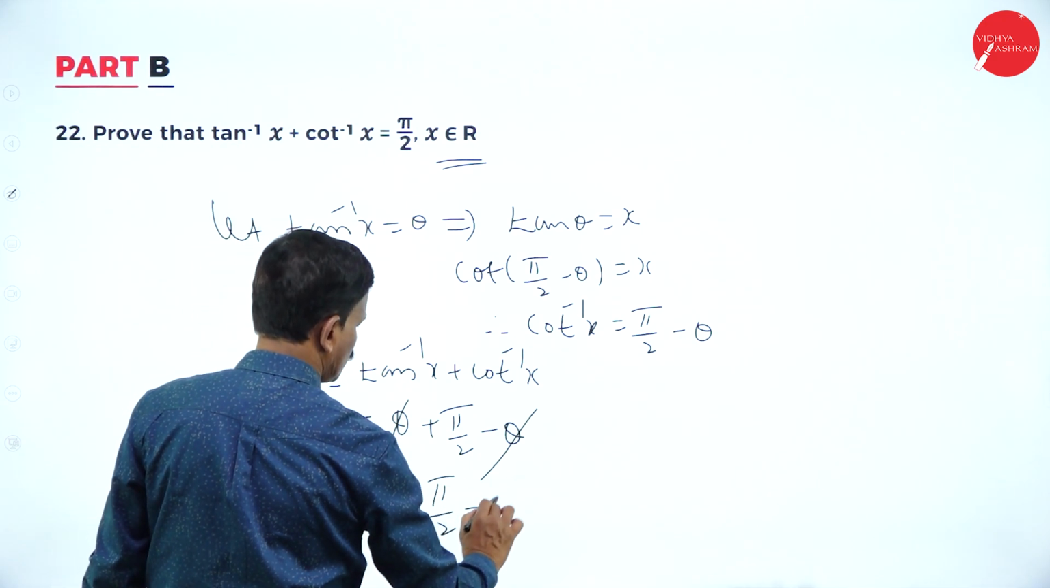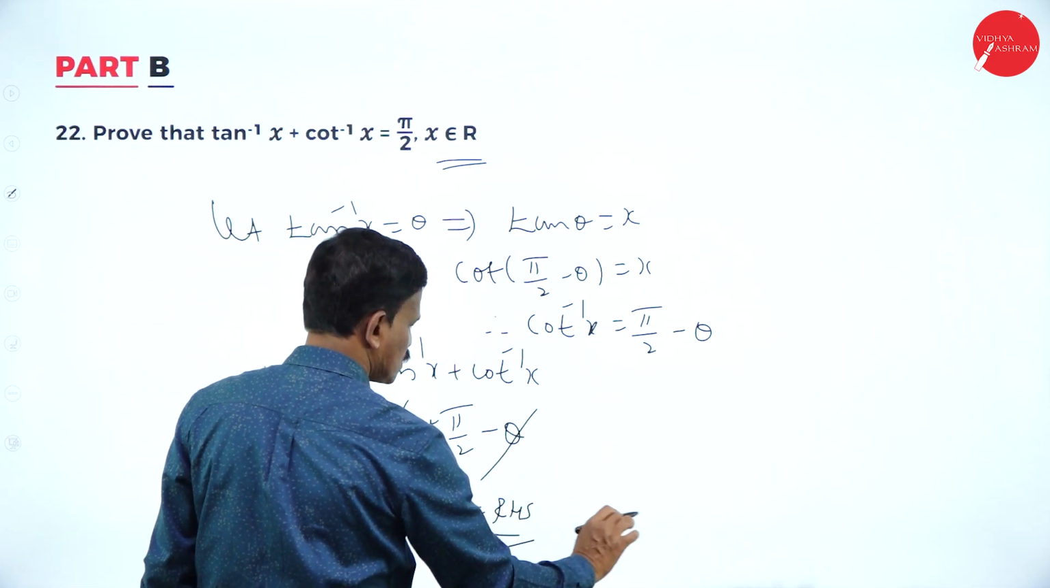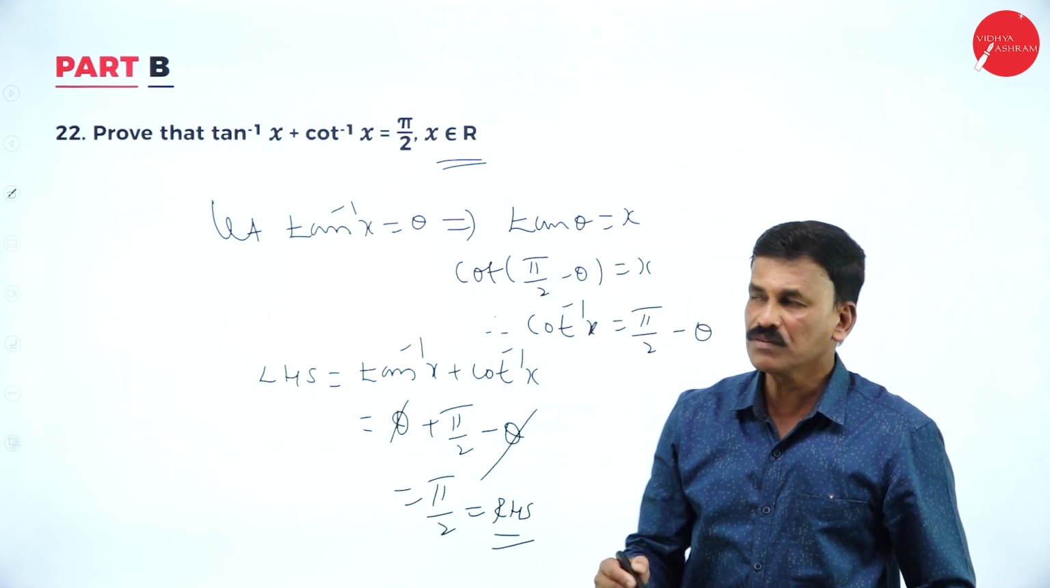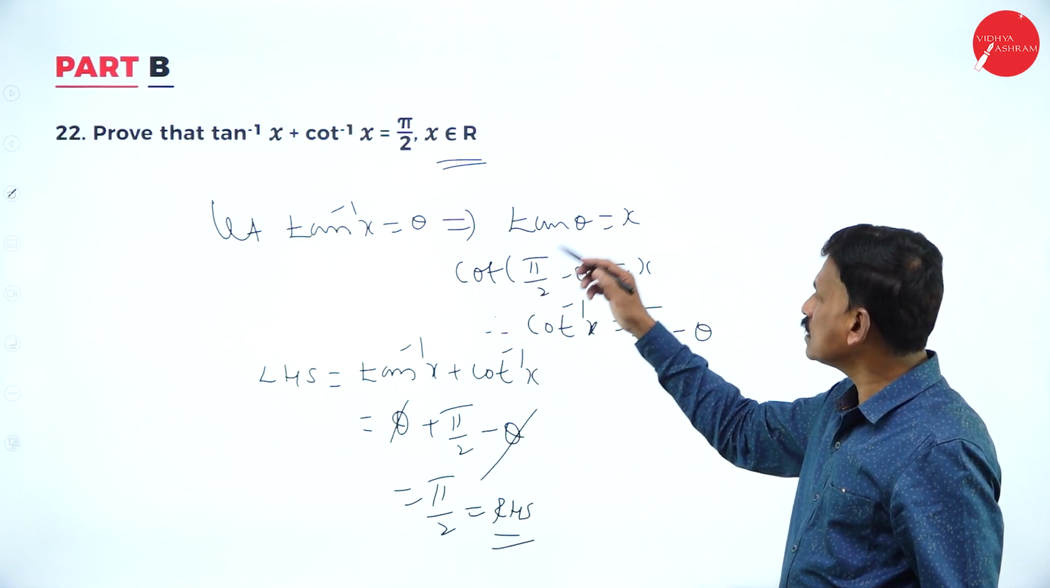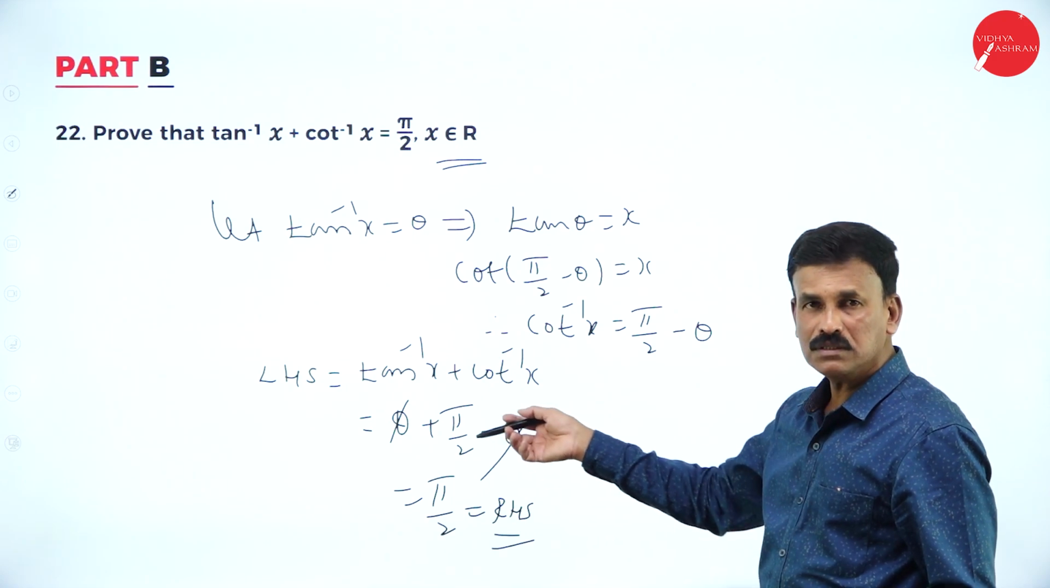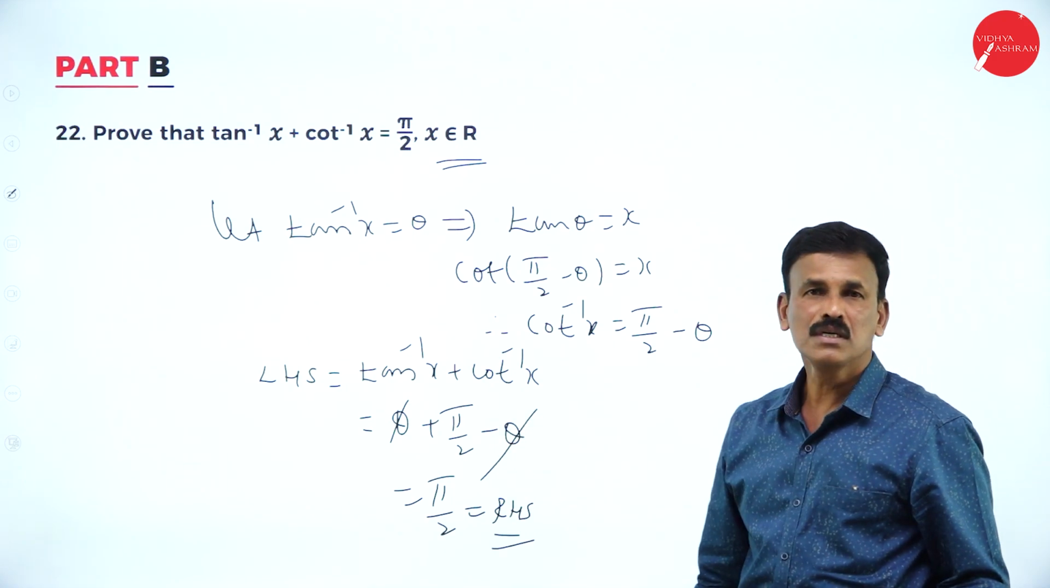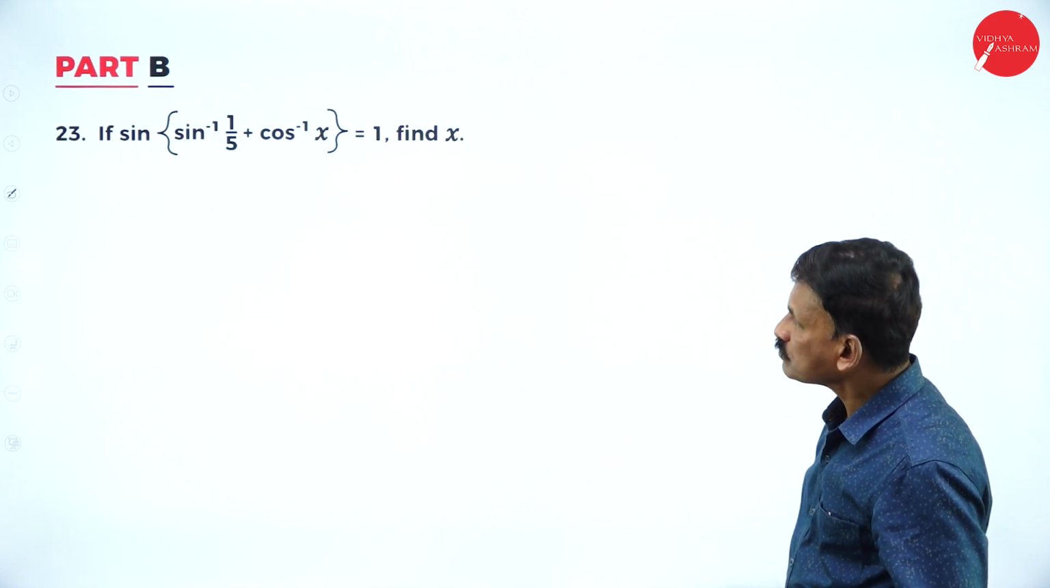That's equal to pi by 2, which is the required RHS. That's it. Take one value, take tan inverse x as theta, convert tan to cot theta and substitute, you will get the answer. Now, move on to the third problem.